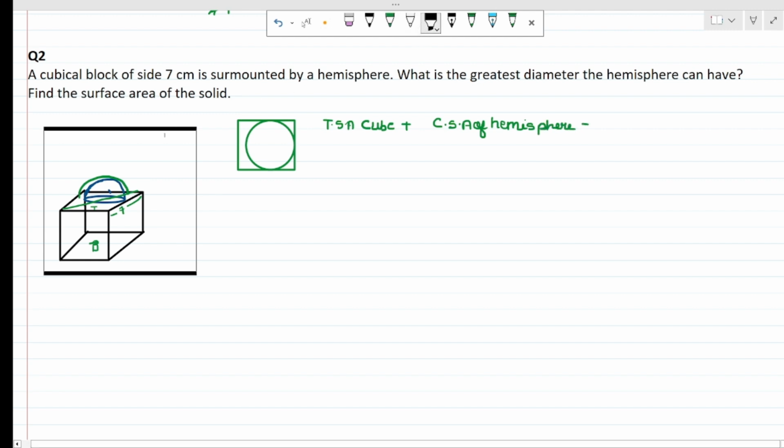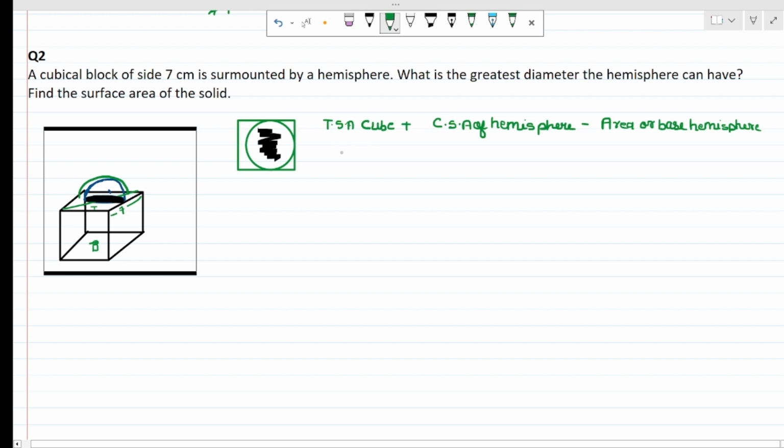Minus. Now you don't need this value. This part is not needed. The base is not needed. This circular part is not needed for your calculation. So what you will do over here is subtract this circular part. That means the area of the circle will be the area of the base of the hemisphere. As it resembles a circle, you will just subtract pi r square.